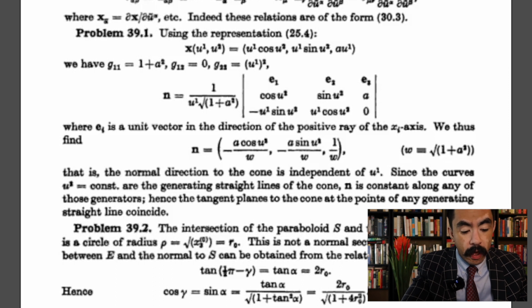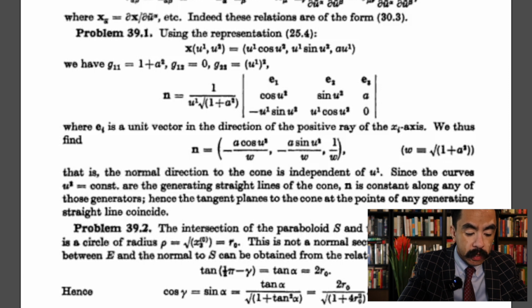And then in the third column, we have e3 and then a and then 0, where vectors e sub i represent unit vectors in the direction of the positive ray of the x sub i axis. We thus find that the vector n component-wise is given by, in the first entry, negative a cosine u2 over w, in the second entry, negative a sine u2 over w, and then simply 1 over w, where w is equivalent to the square root of the quantity 1 plus a squared. That is, the normal direction to the cone is independent of u1. Since the curves u2 equal to a constant are the generating straight lines of the cone, n is constant along any of those generators. Hence, the tangent planes to the cone at the points of any generating straight line coincide.